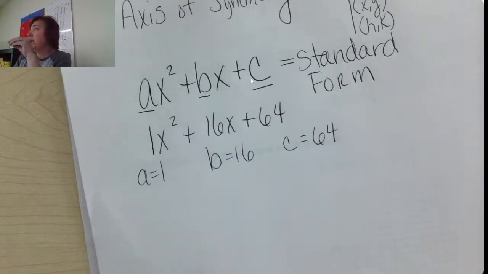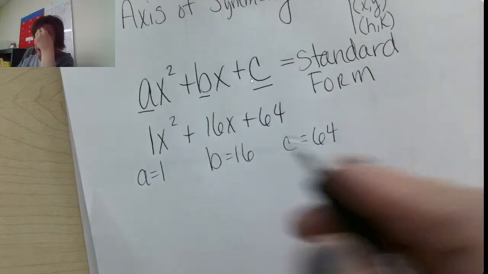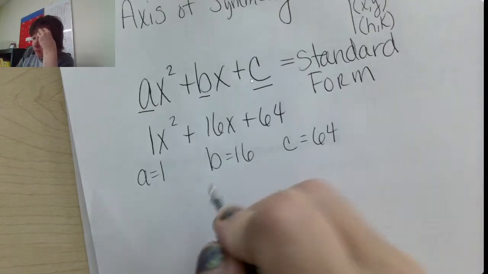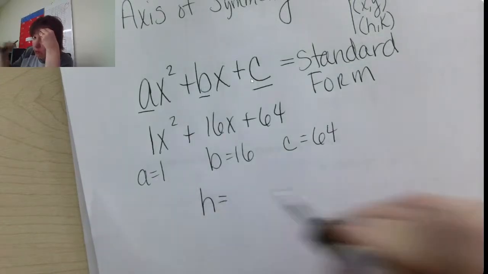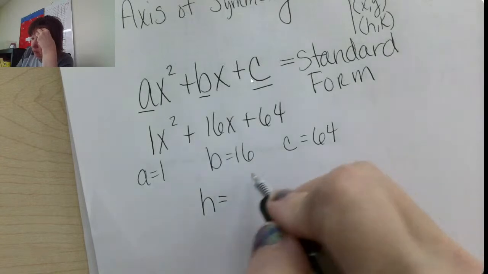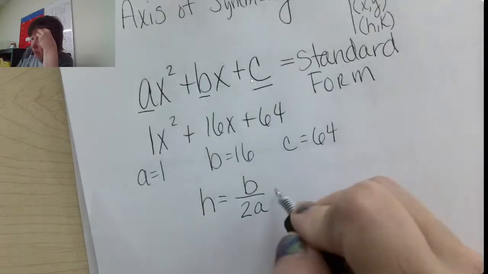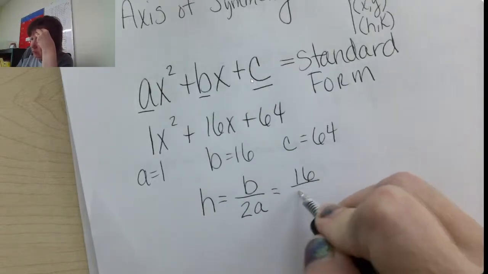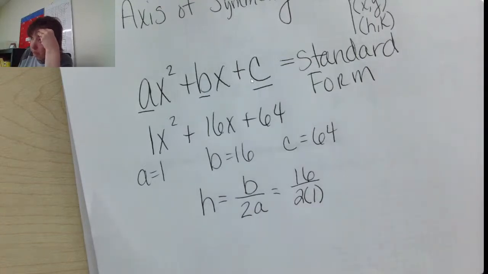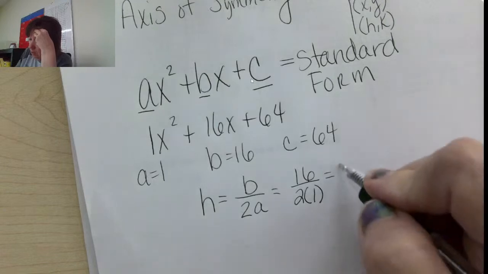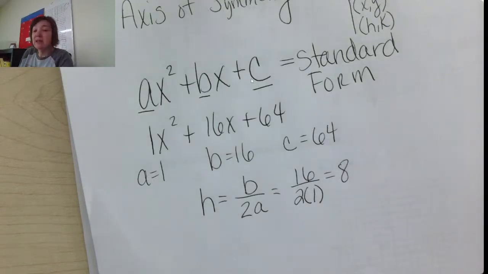Well, we want to find the x value of our vertex. We have a real simple little equation. All we have to do to find the x value of our vertex, we use h to stand for that, right, is to take b and divide it by 2 times a. So in this case, that would be 16 divided by 2 times 1. Which gives us what? 8. So the x value of our vertex is 8.